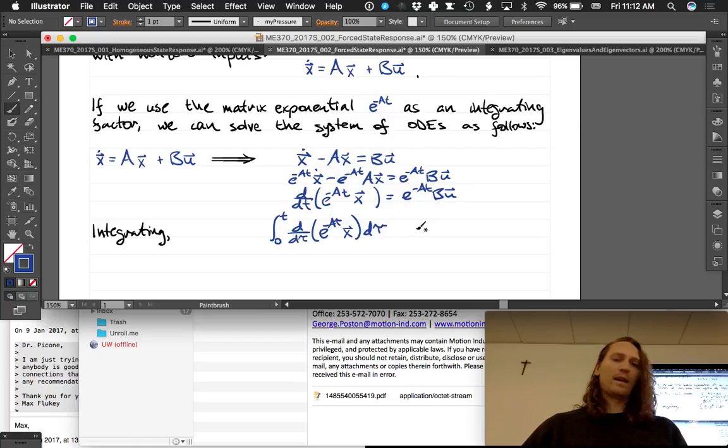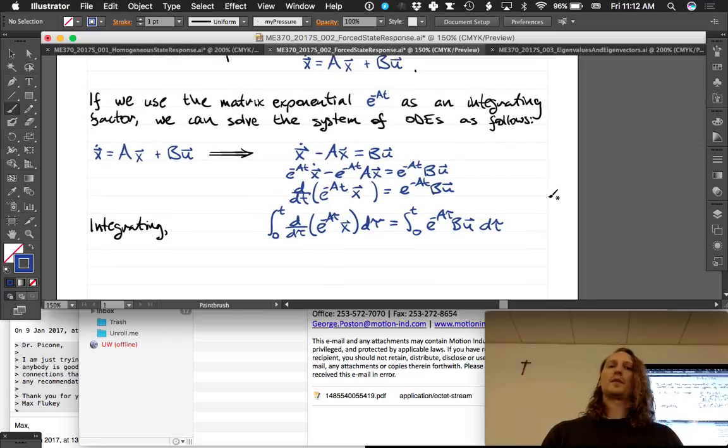Okay. On the other side, we have the integral from 0 to t of e to the negative A tau, well, we can just use the same dummy variable tau in this one too, B u d tau. Okay, those are separate integrals.